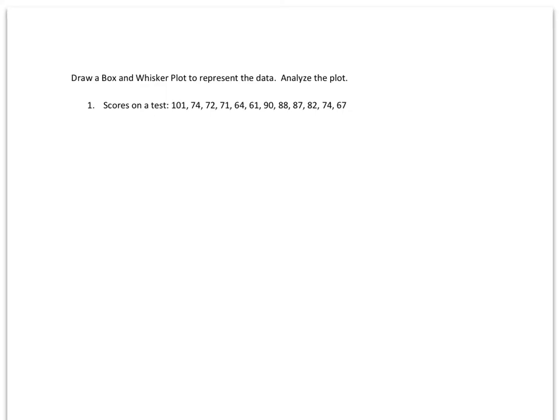Hi class, welcome to Unit C, Concept 1, Box and Whisker Plots. I'm going to show you how to analyze a box and whisker plot that's been given to you, and later in class I'll show you how to actually draw the box and whisker plot in your calculator.